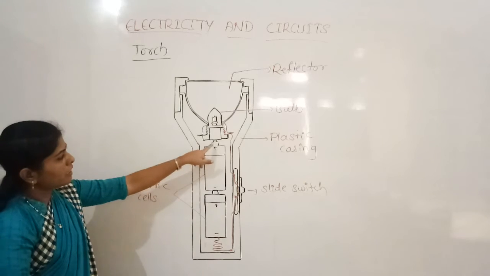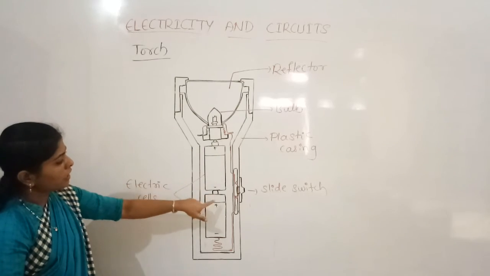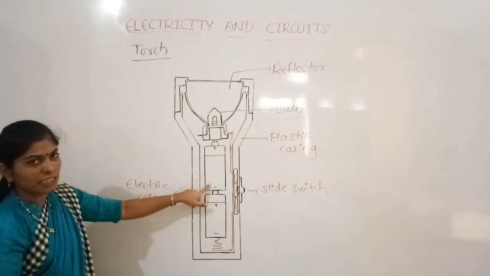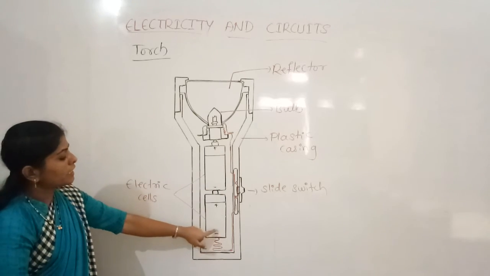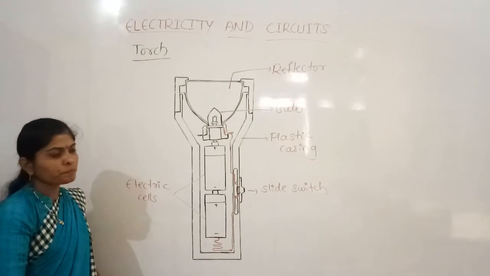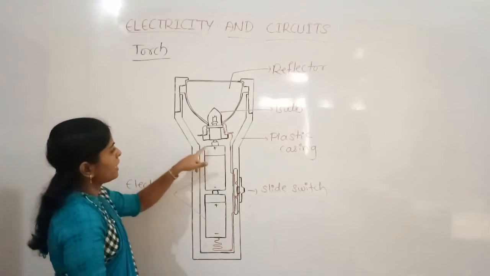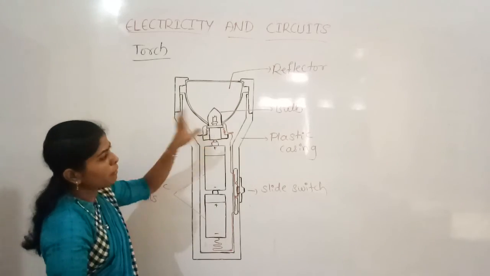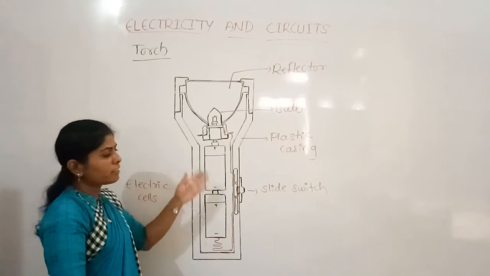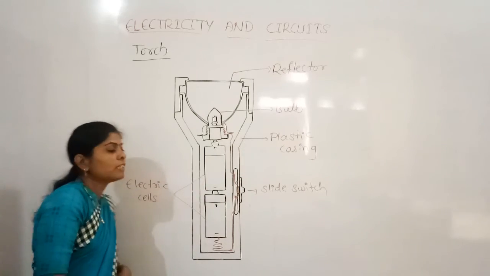They are connected here, the positive terminal and negative terminal, and again the positive terminal is connected with the negative terminal of this electric cell, and here the negative terminal is again connected with this slide switch. Like this the connection is there, and it is also connected with the bulb, and outside it is the plastic casing, the covering. So that is plastic.